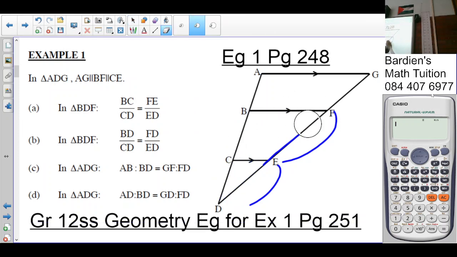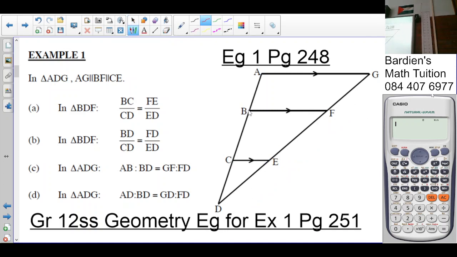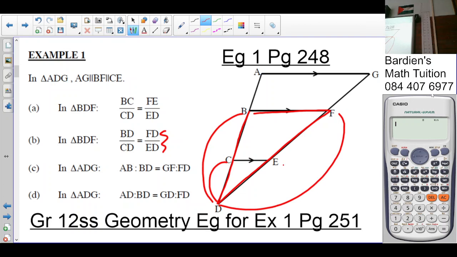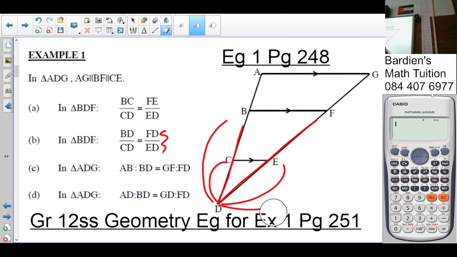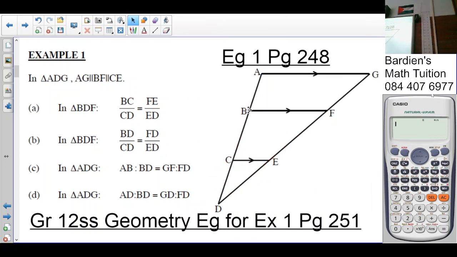Okay. Let's look at it with the cross multiplication. In triangle BDF, which is the same triangle there, we are given that BD over CD is equal to FD over DE, or ED. Can you see that, people? Let's look at the other triangle. We're looking at triangle ADG.